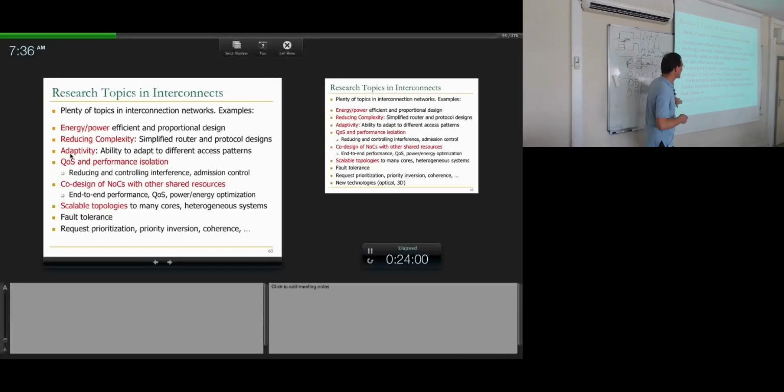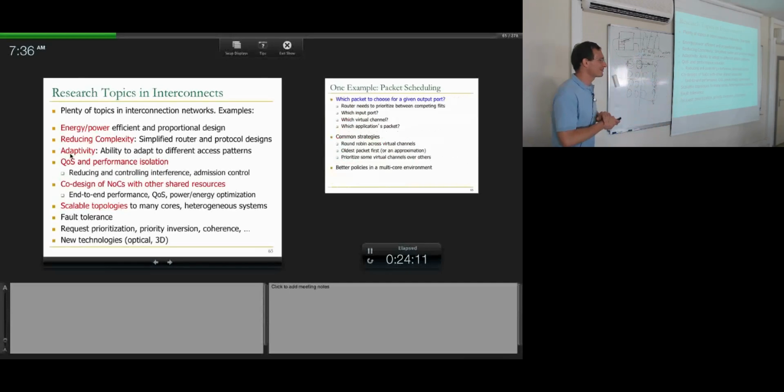Okay, request prioritization, priority inversion, how to build scalable coherence. I think these are very interesting issues also. And if I get to it, I'll talk about some of these. Although I'm not sure, given the speed we have today, maybe we'll just end with energy efficiency. And new technologies are also interesting.